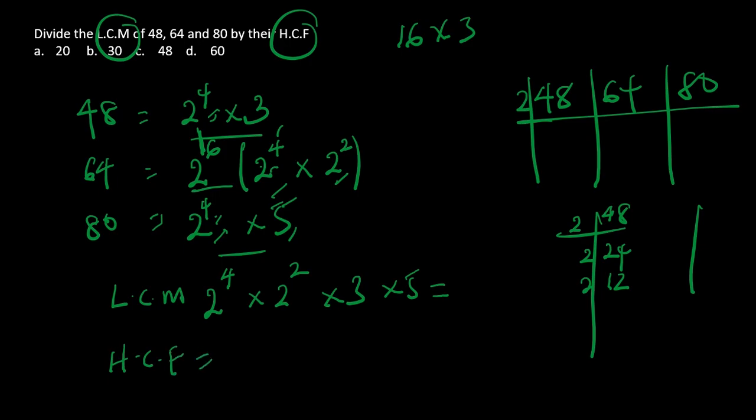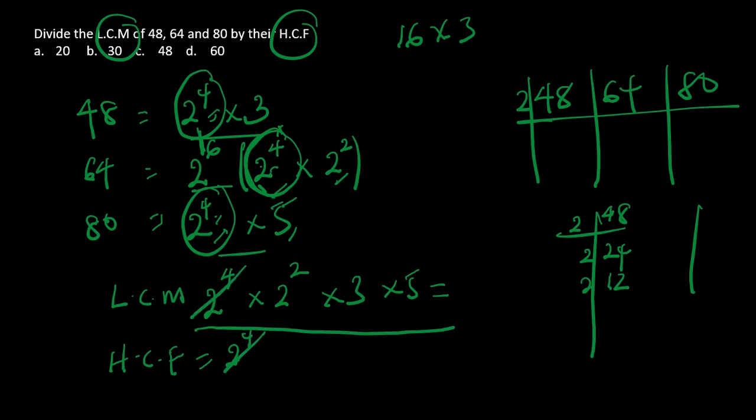For HCF, the highest common factor, you are going to pick the only number that occurs in these three sets. 2 raised to the power of 4 is the answer, because you see 2 raised to the power of 4 occurring 3 times here, in the three numbers. So 2 raised to the power of 4 is my HCF. The question says you should divide. So once you divide this, 2 raised to the power of 4 cancels this.